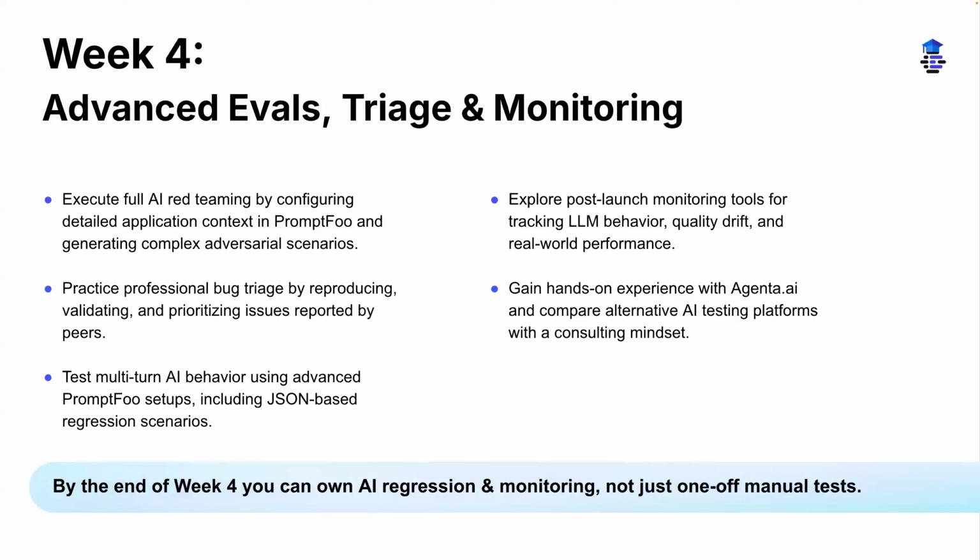Week four, we dive into advanced evals and triage monitoring, right? We're going to execute full AI red teaming by configuring detailed application context in Promptfoo. That's what, again, Jaime showed you today. Practice professional bug triage by reproducing, validating, and prioritizing issues with peers. So you're going to have breakdown sessions and dive together into each other's bugs that you filed with We Optimize. Test multi-turn AI behavior using advanced Promptfoo setup and explore post-launch monitoring tools.